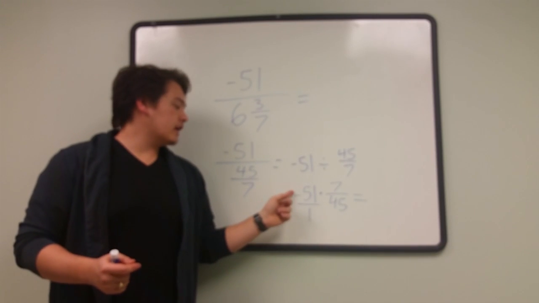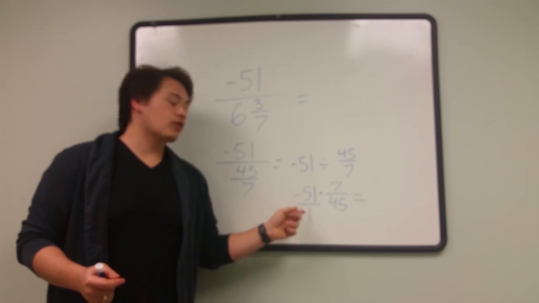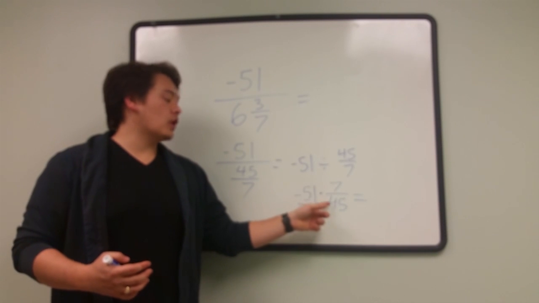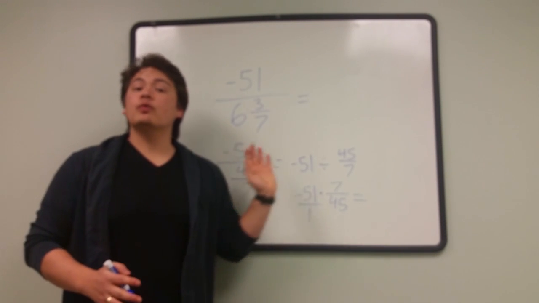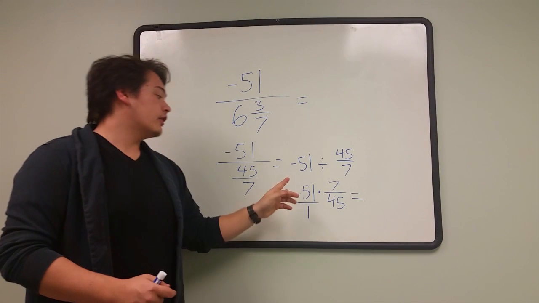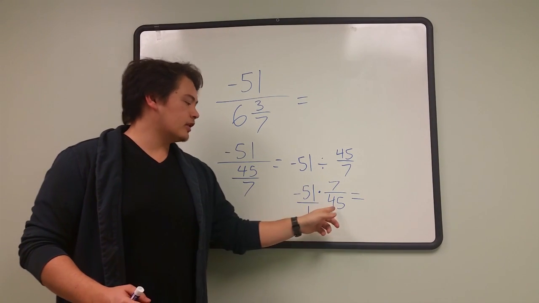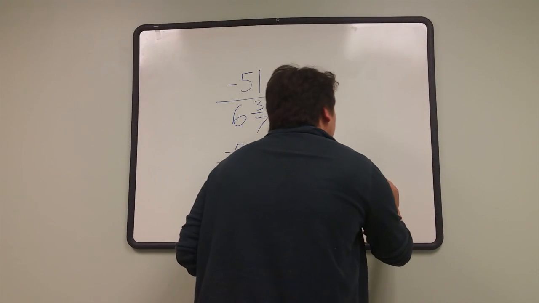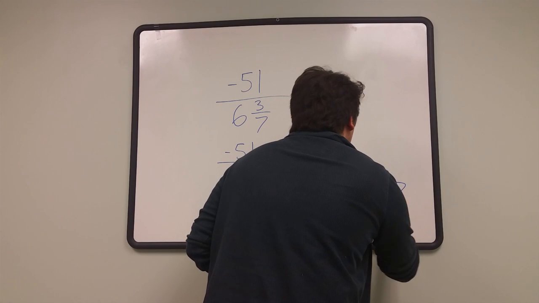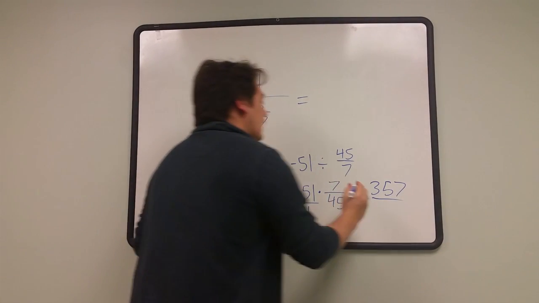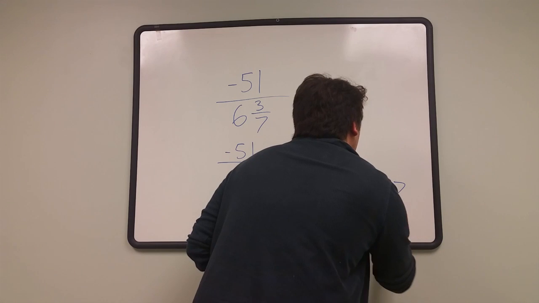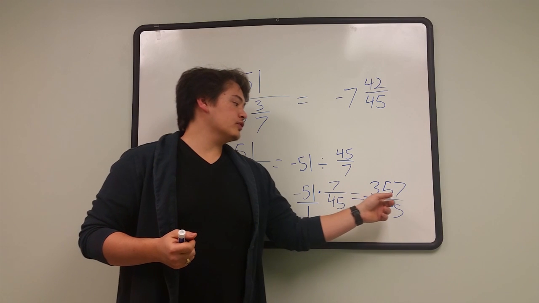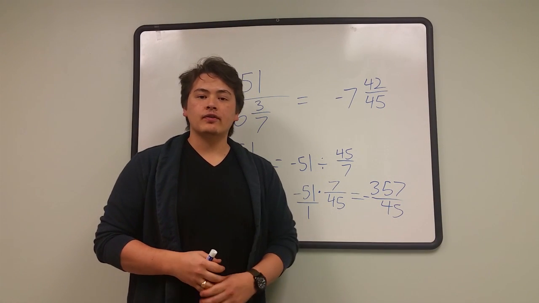So I rewrote negative 51 to be negative 51 over 1, because any whole number can be over 1, times 7 over 45. And all we're going to do is work across, multiplying the numerator times the numerator and the denominator times the denominator. So negative 51 times 7 is going to give us 357. And then 1 times 45 is going to give us 45. And this is negative. So we have negative 357 over 45.